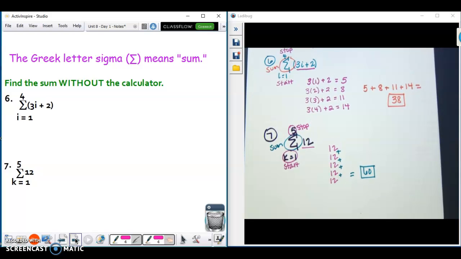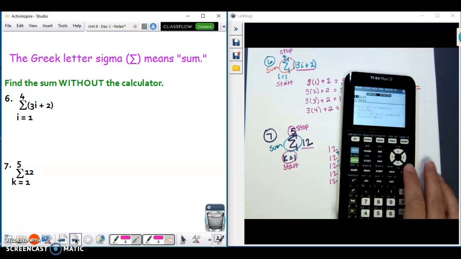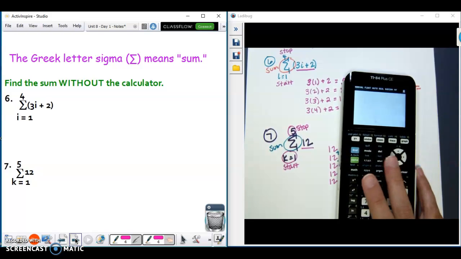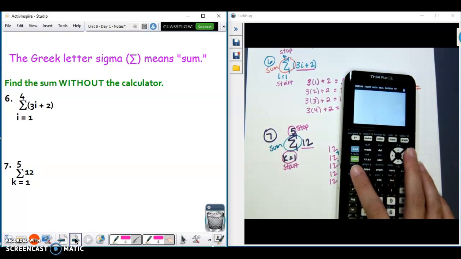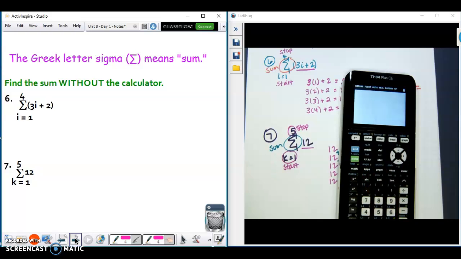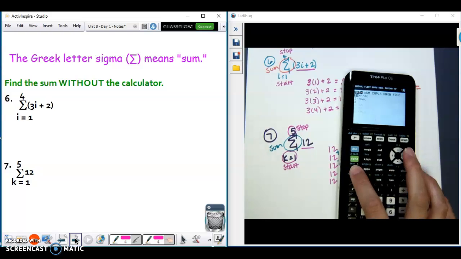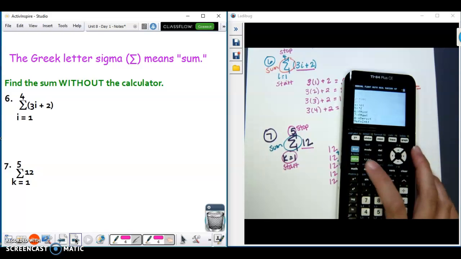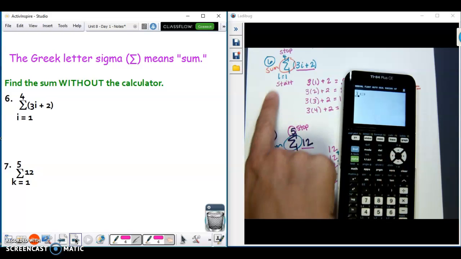So, I do want to show you how to do this in the calculator real quick. We can just check our answers. If you have a calculator, you can take a look at this. If not, on the ones that say calculator problems, you can either do them by hand or just ignore those for today. So, we're going to go to math and we're going to go to 0 and it should bring up the sigma. So, I'm going to put an X and I'm going to do number 6 first.